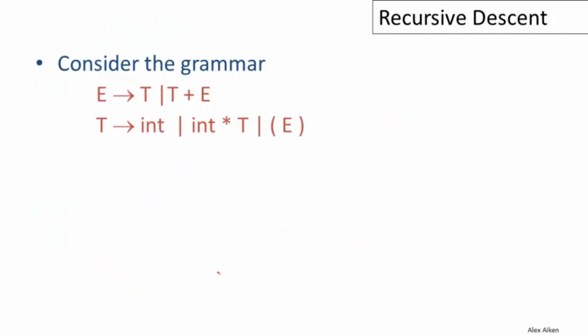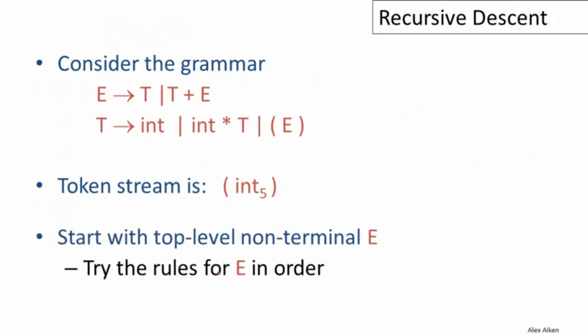So let's consider this grammar for integer expressions. And let's look at a particular input, a very simple one, just open paren 5, close paren. And now what we're going to do is parse this using a recursive descent strategy. I'm not going to show you any pseudocode. I'm just going to walk through how this input string would be parsed by using this grammar and the recursive descent algorithm.